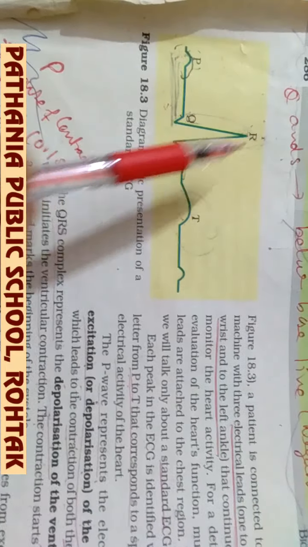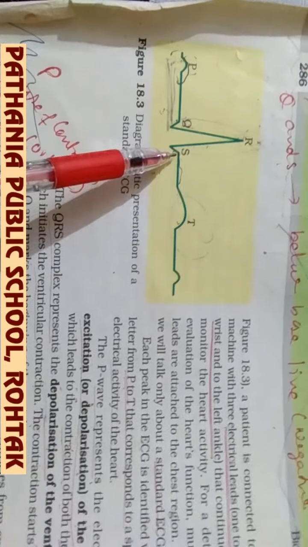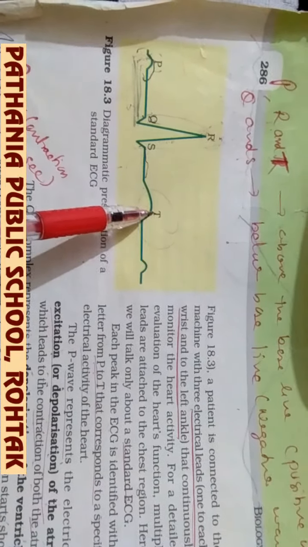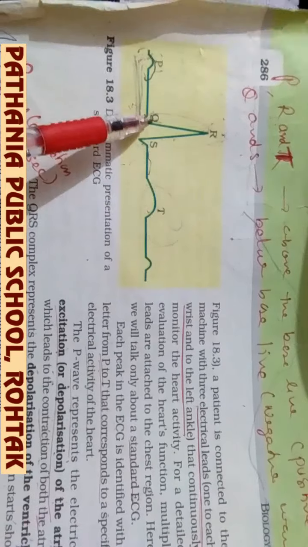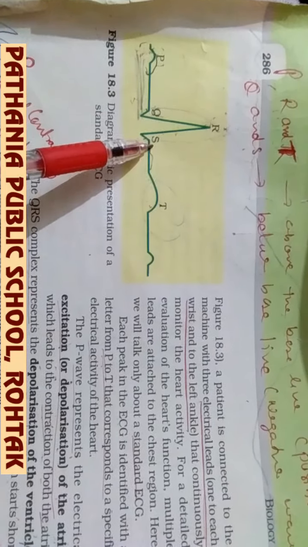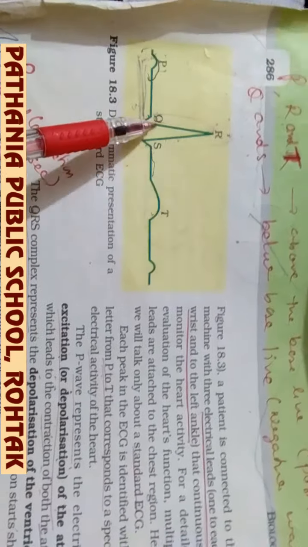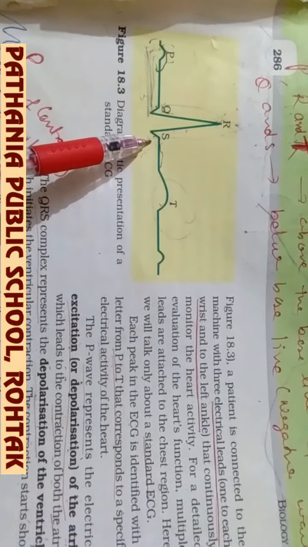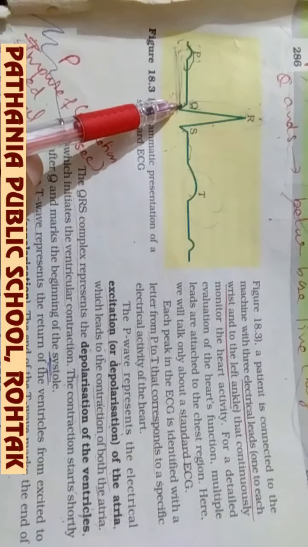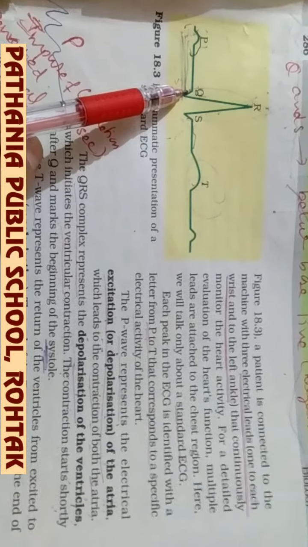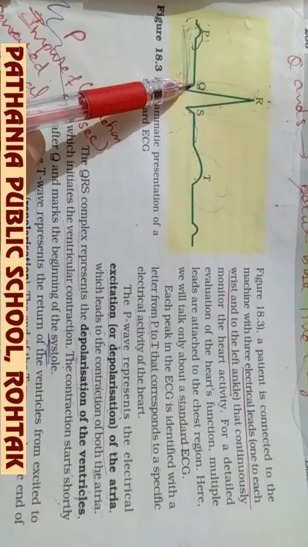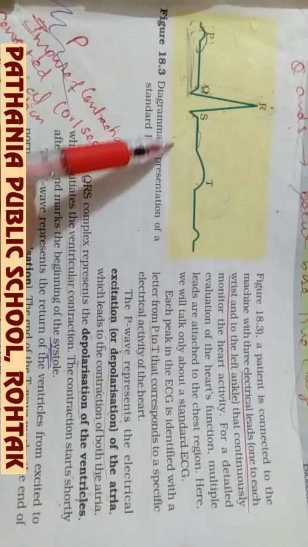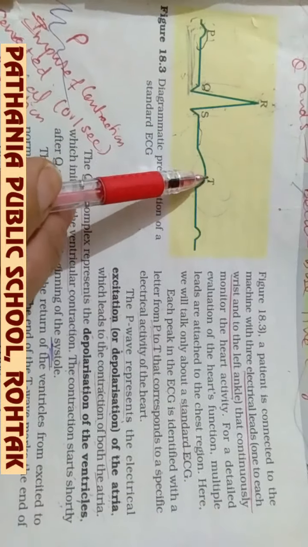Now this QRS complex. You can see the P wave, R wave and T wave are above the baseline. They are positive waves, and Q and S are below the baseline. They are negative waves. This QRS complex is showing the depolarization of the ventricle. Here the Q is the initiation of the systolic phase or initiation of depolarization, and here the R is where depolarization is at the peak. Okay, and then the S and the T.